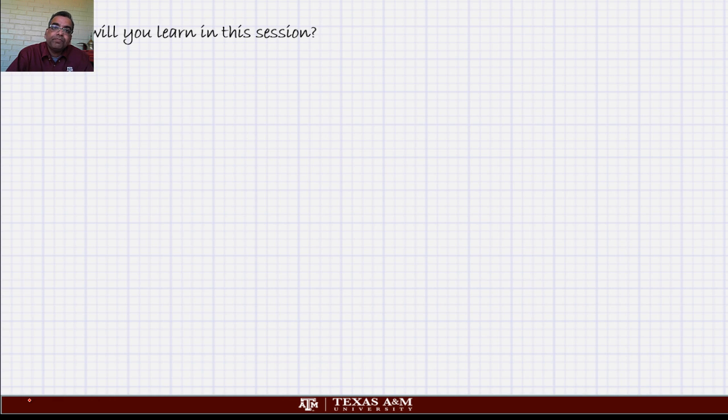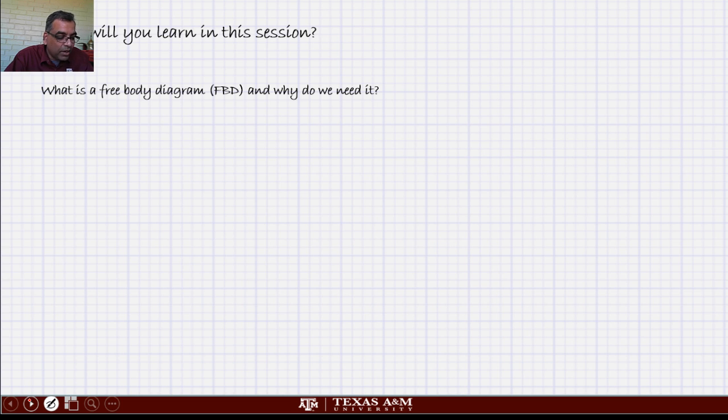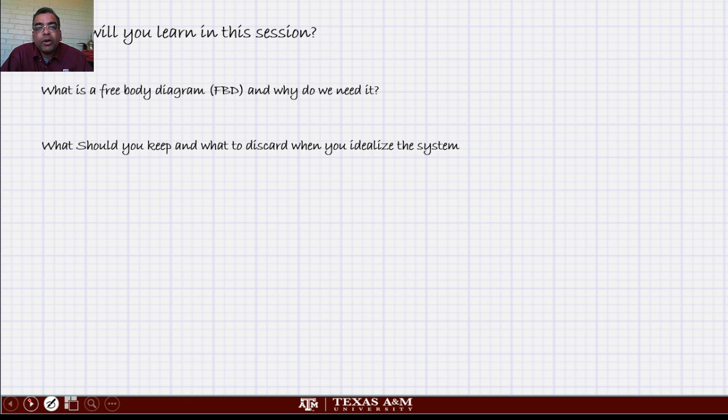What will we learn in this session? Item 1, we will learn what a free body diagram is and why we need it. Most of you have some idea about it, but we are going to do a much more rigorous version, because free body diagrams are very important in engineering. The second thing is, when you draw a free body diagram, what should you keep and what should you discard? And the third thing is some do's and don'ts about free body diagrams. Not an exhaustive list, but some ideas. Okay, so let's get started.